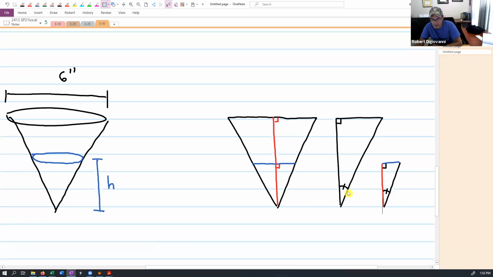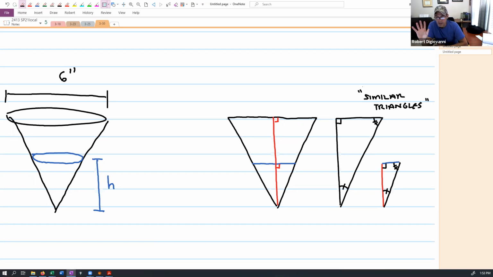So if these two angles are the same, and they both have 90 degrees here, then this angle and this angle have to be the same. So these are what we call similar triangles. And when two triangles are similar, they have a very important property. This is something you would have to know coming into this class.